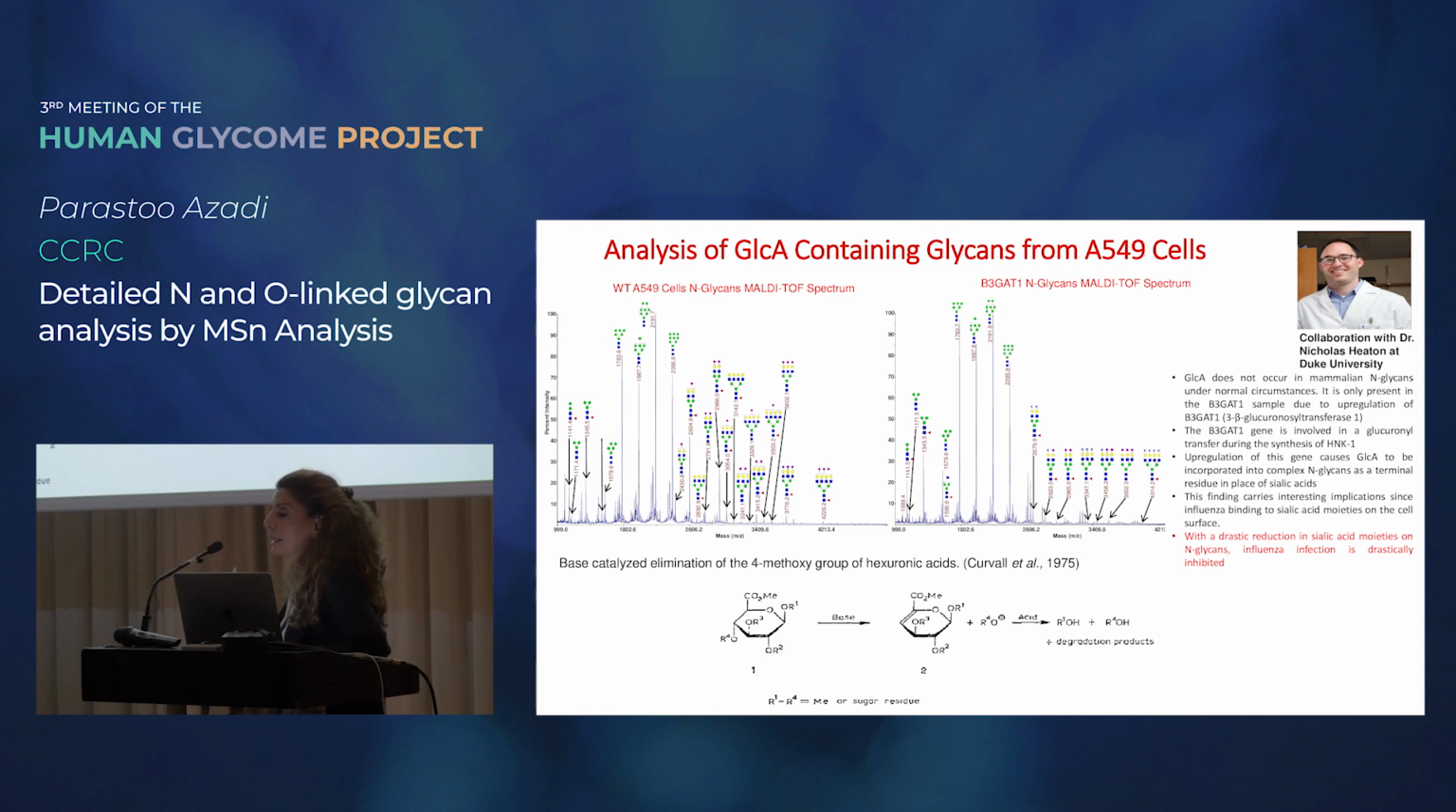Because you get a beta elimination of the uronic acid, you see this diagnostic mass, so we can use that as a diagnosis. So basically, with a drastic reduction in sialic acid moieties on the N-linked glycans, influenza infection was drastically inhibited.